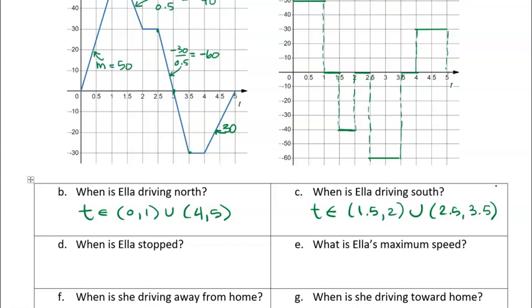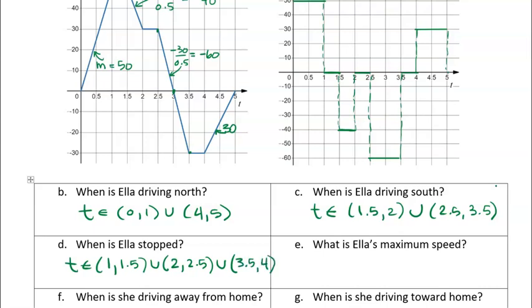Well, it's whenever the slope was 0, right? Whenever the displacement wasn't changing. So we have several times when she stopped. She stopped between 1 and 1.5, and then she stopped again between 2 and 2.5. And then also there's this little bit between 3.5 and 4.